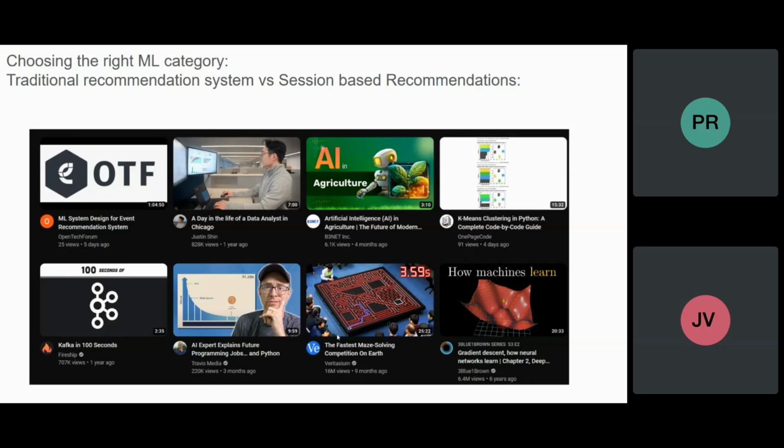So you can see a similar snapshot of YouTube's homepage. There are different videos being recommended, starting from EOTF's own video, and they are based on the past interaction of the user on the platform. The videos are being recommended to the user, and it takes into account long past historical data.